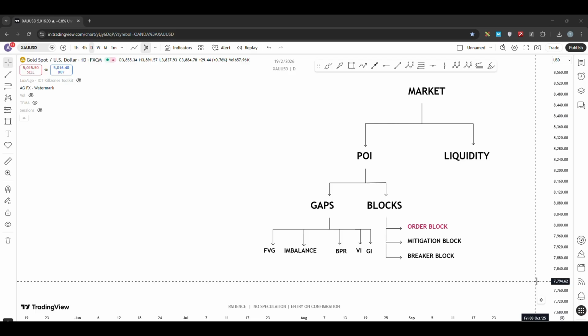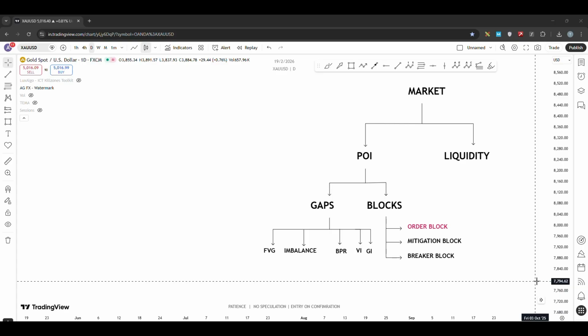And it's not only gold and silver. Order blocks are, you can say, the most important zones that markets respect fundamentally in all kinds of market, whether it's commodity or crypto or stock market or indices, doesn't really matter. Order blocks are the most important POIs to watch for.